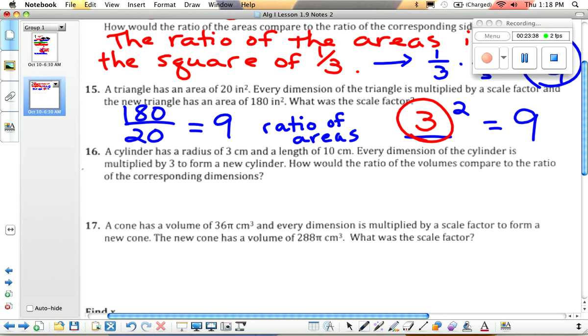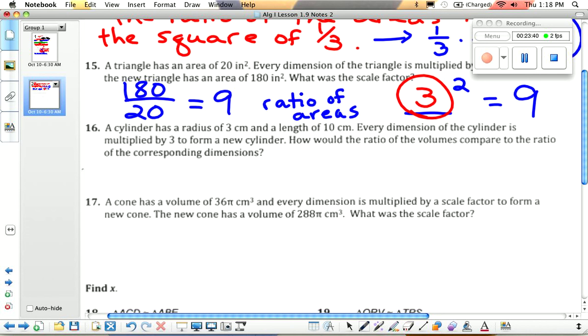Okay, number 16. We gotta keep cruising here. A cylinder has a radius of 3 centimeters and a length of 10 centimeters. Every dimension of the cylinder is multiplied by 3 to form a new cylinder. Is it going to get bigger or smaller? The new cylinder? The dimensions are multiplied by 3. It's going to get bigger, okay. How would the ratio of the volumes compare to the ratio of the corresponding dimensions?